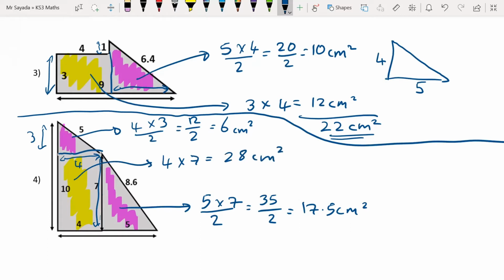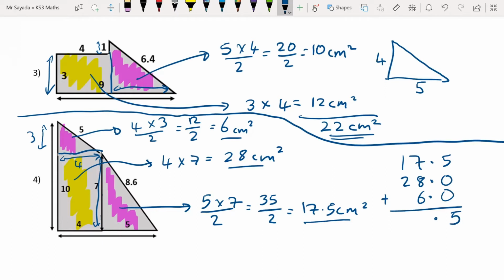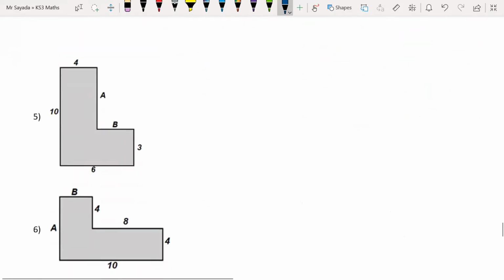You can then add those three numbers together. We do that very carefully, so we line them up. So 17.5, 28.0, 6.0. Add them together: 51.5 centimeters squared. 4 more to go.